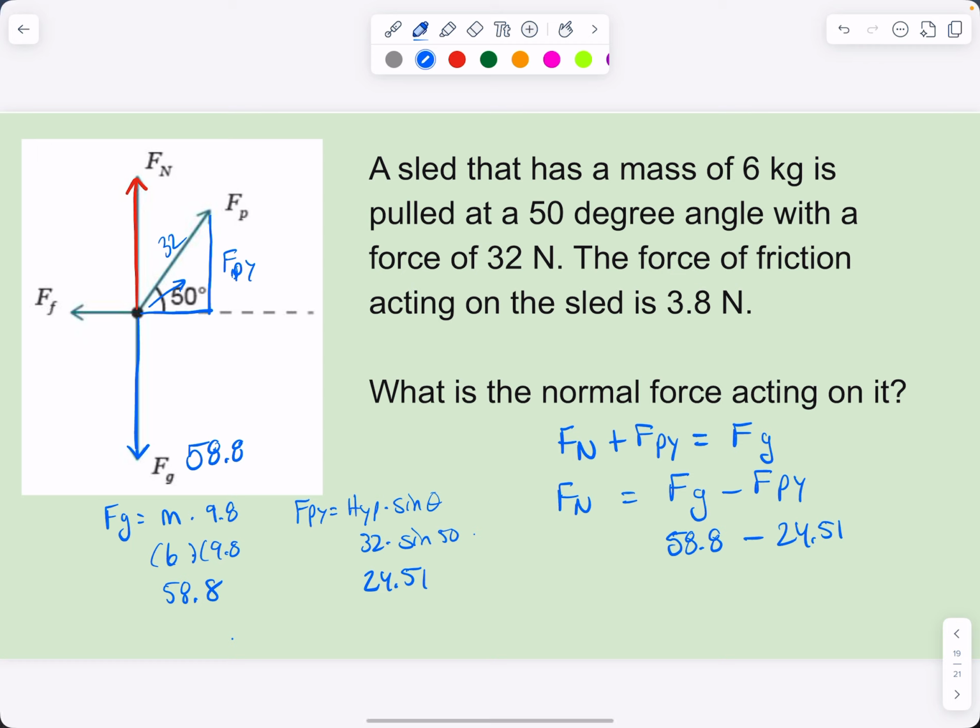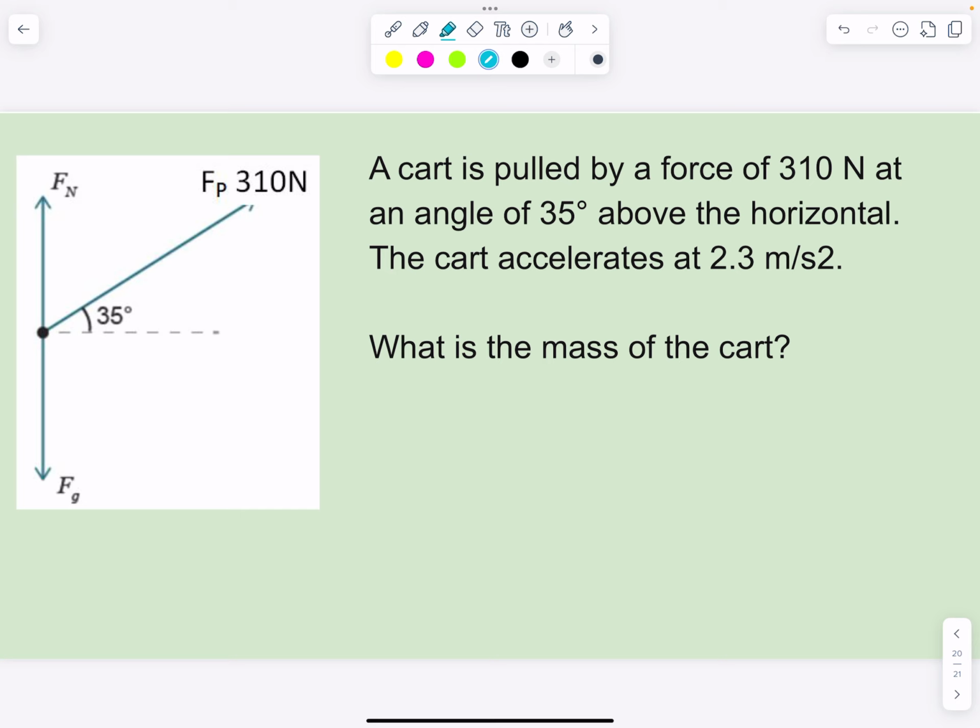I come up with a normal force of 30.29 newtons, or if you'd like the nearest whole number, you would simply say 30 newtons of force there. So once again, what we're seeing is the normal force is going to be the combination of this value here and this value here, and when you add them up, they are equal to this value here. All right, that's our FN plus FPy equal to the FG, and that's how we arrive at the normal force. So one final one.